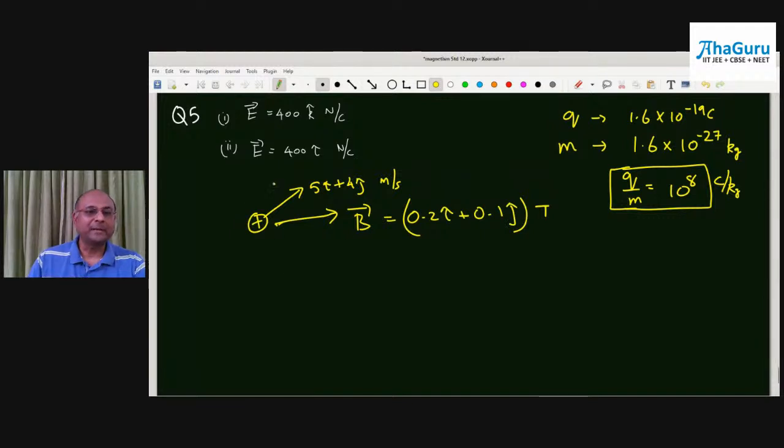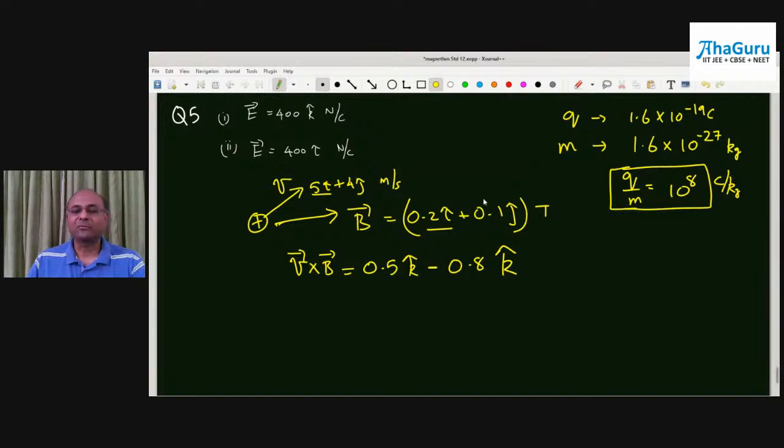If I do V cross B, or Q V cross B, but right now I'll just do V cross B. I cap cross I cap, of course, is 0. I cap cross J cap: what is I cross J? It is K, so 0.5 K cap. Then 4 into 2 is 8, so that is 0.8, but J cross I is minus K. So if I put a K cap here, I should put a minus K. And J cross J, of course, is 0. So this gives me minus 0.3 K cap. This is V cross B.